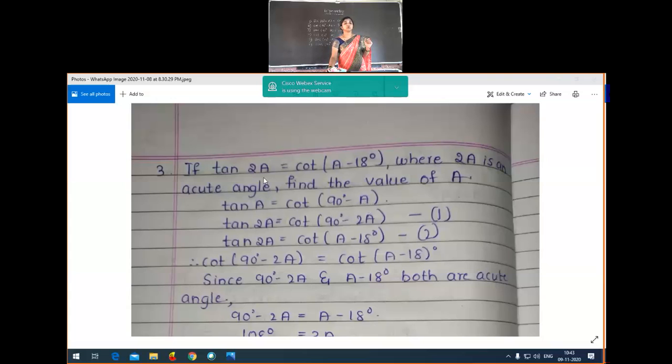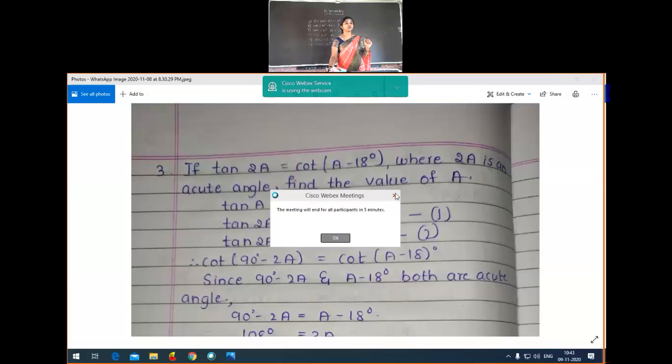Next, let us write tan 2a. Here we have tan 2a. How can we express tan 2a in the form of this? Tan a is equal to cot 90 minus a, so tan 2a is equal to cot of 90 minus 2a. We can write, no? Yes.